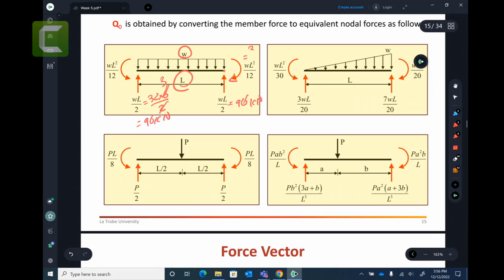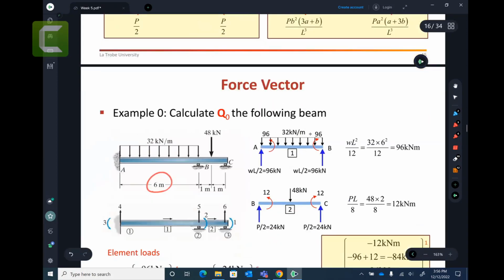We can use this one, 32 times 6 squared over 12. If you calculate this, you get 96 kilonewton meters. That is the moment. Therefore, the unit is kilonewton meters. Moment is force times distance, which is kilonewton meters. 96 kilonewton meters. So that's all good.